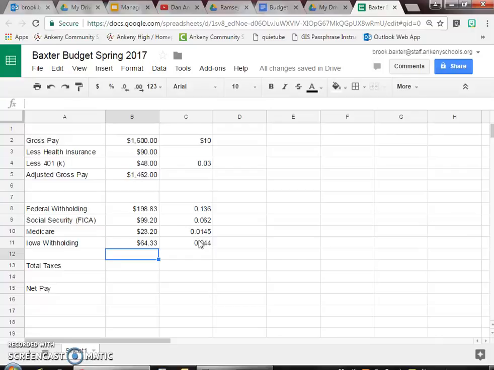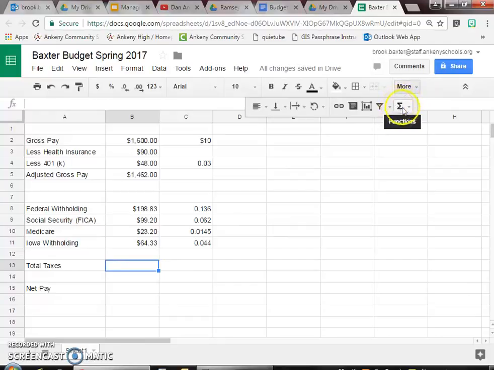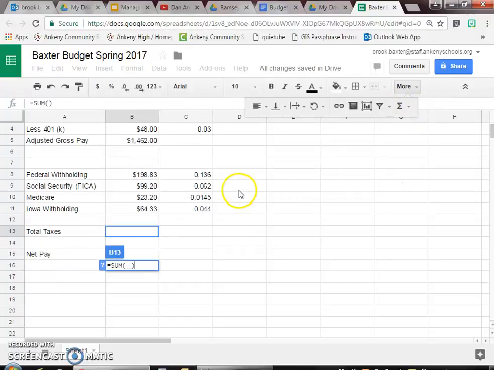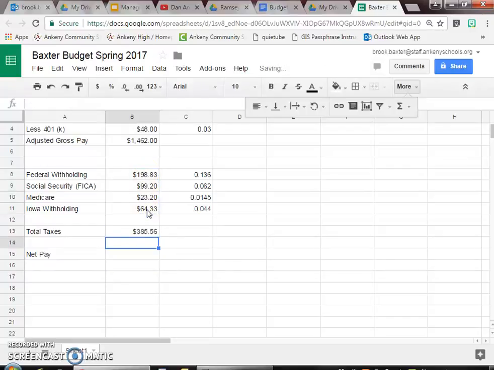All right, now total taxes. We're going to take these taxes and add them all together. The easiest way to add a stack of things together is to use your sum function. If you go up under more, there's a funky looking E, which is the Greek, I believe it's sigma. If you pull that arrow down, you've got the sum function. Click on sum, and then you're going to left click and highlight the things that you want added. And then enter. So I've got all of those added.